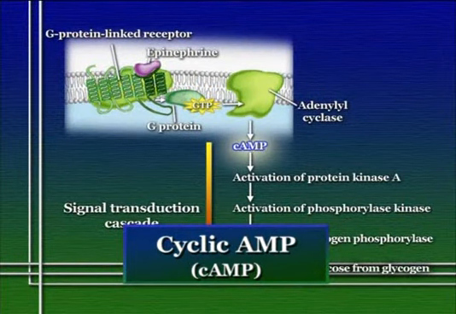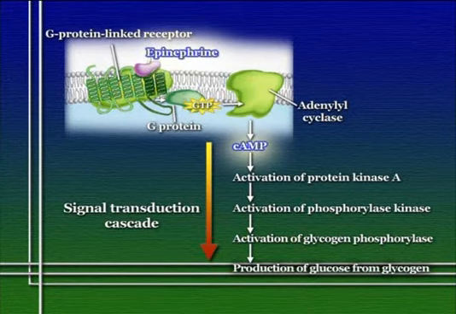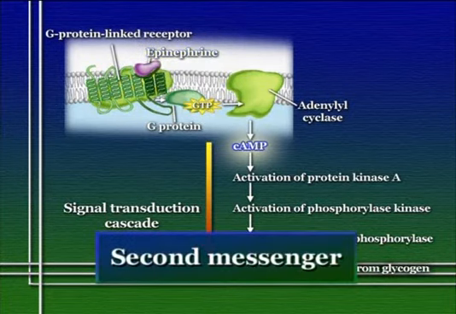Remember, cyclic AMP is produced by the enzyme adenyl cyclase in response to the binding of a G protein. And this was the first element in the signal transduction cascade that led to the activation of the enzyme glycogen phosphorylase and thus the production of sugar. In this position, cyclic AMP represents the first intracellular signal, the intracellular signal that is most closely related to the extracellular signal epinephrine. As such, we refer to cyclic AMP as a so-called second messenger.